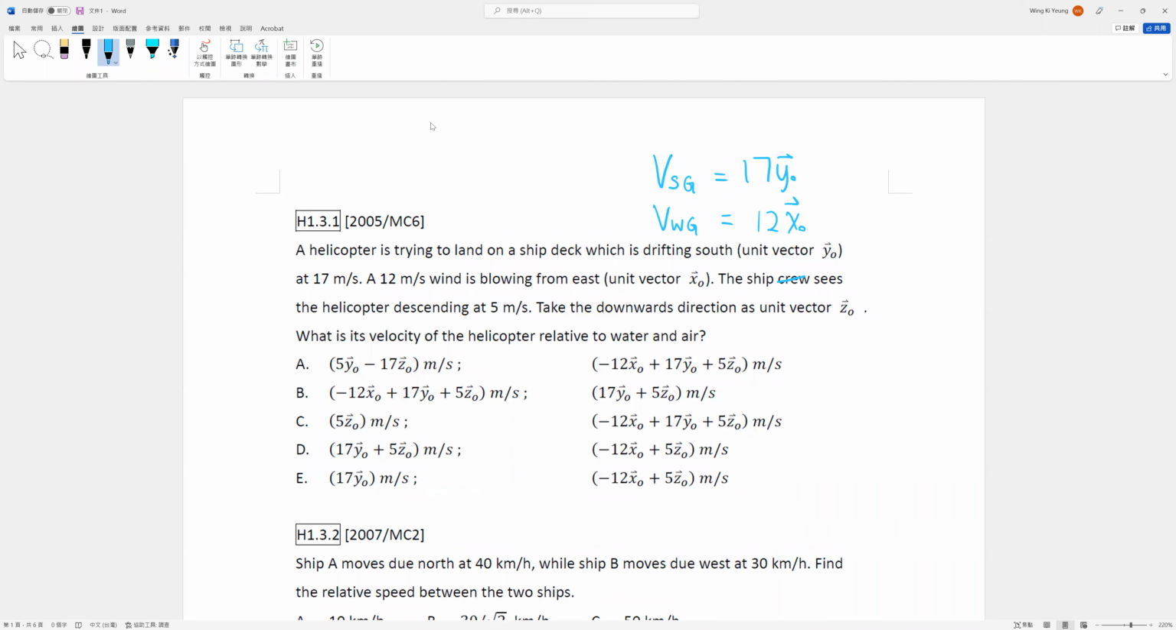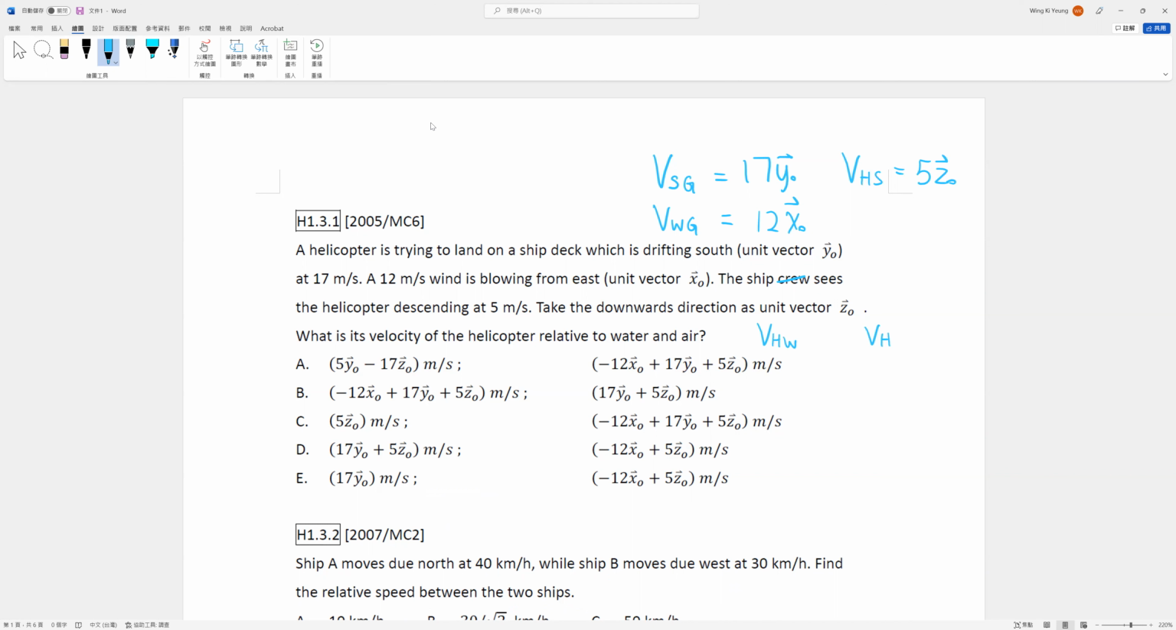Helicopter descending at 5 meters per second. So that means this is the velocity of the helicopter relative to the ship. Find the velocity of the helicopter relative to the water and air. So helicopter relative to water and relative to air.